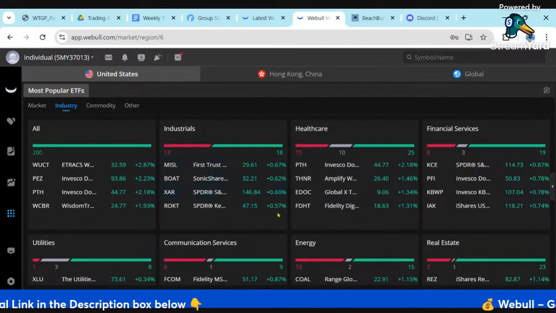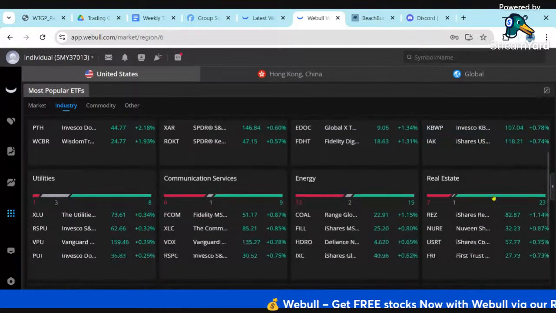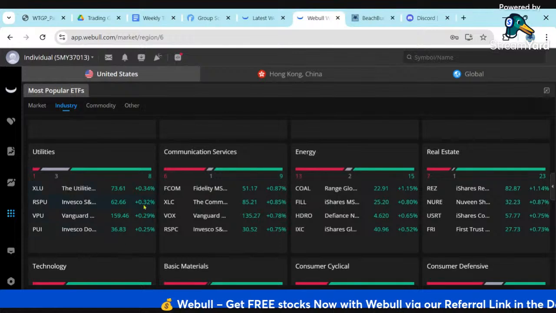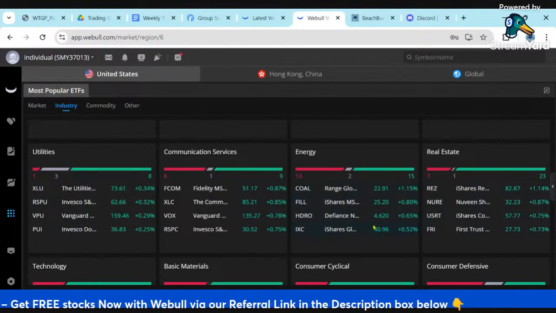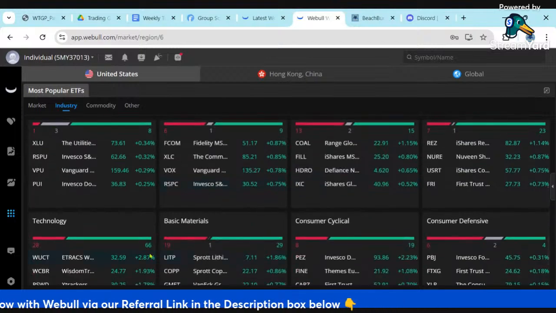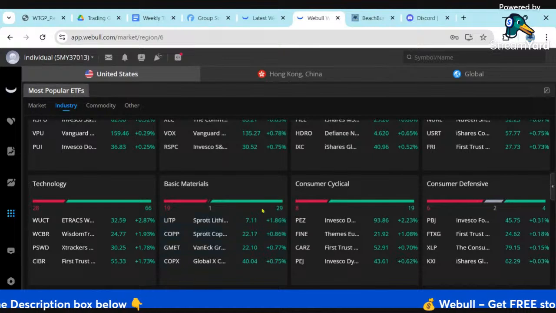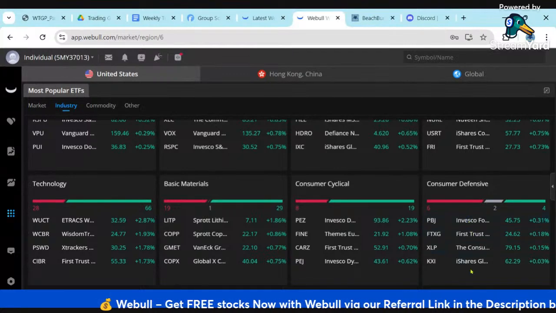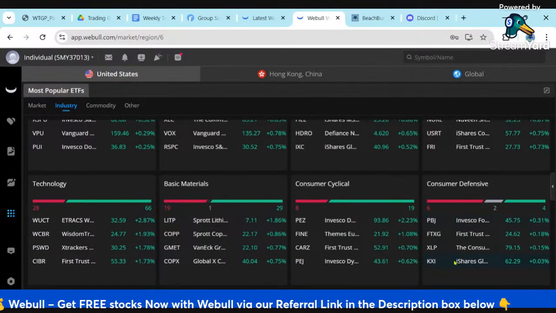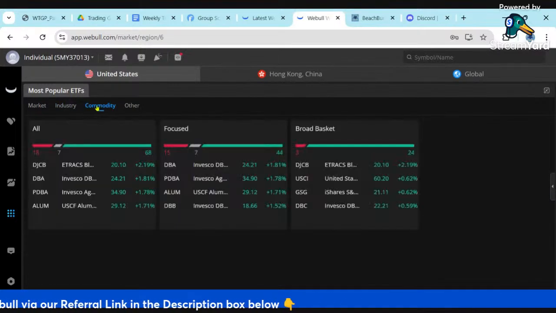Industries, again, pretty balanced. Utilities, positive. Real estate, positive. Energy, pretty split. Technology, positive. Basic materials, slightly positive. Looks like lithium, copper. Defensives actually a little negative on Friday. So again, we saw that rotation into technology out of some of the defensives.